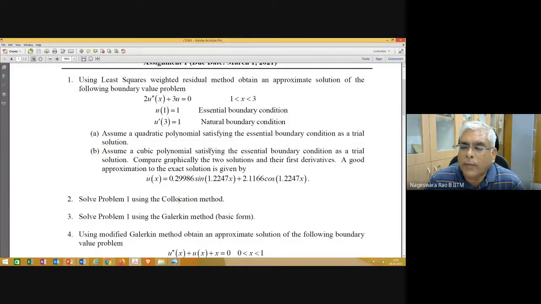Any point between 1 and 3, including 1 and 3, you can select for this problem if you are solving using collocation method. But if you select a point which is on the boundary, that is either 1 or 3, and at that point a natural boundary condition is specified, you need to include the boundary residual as well.